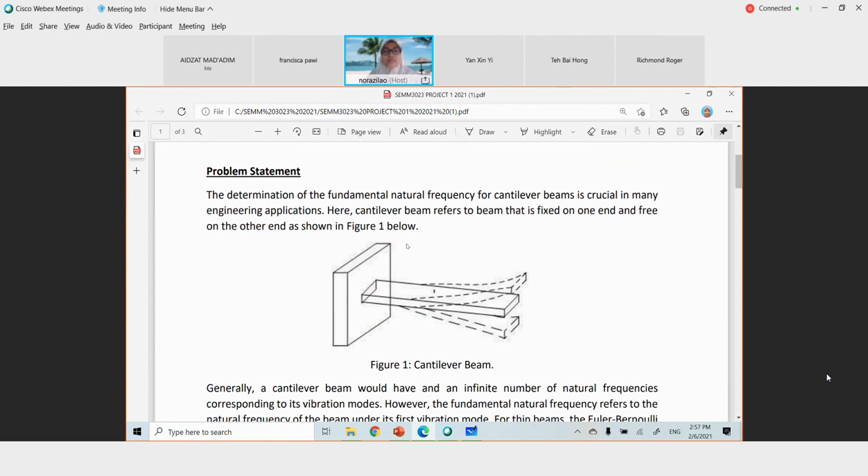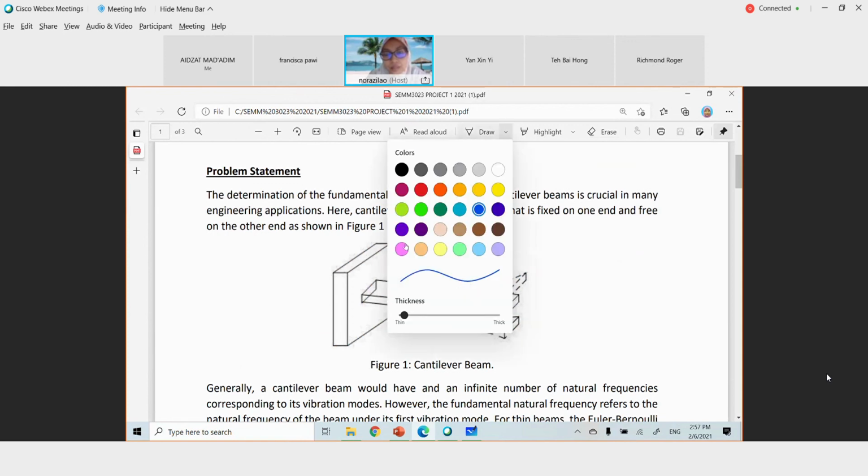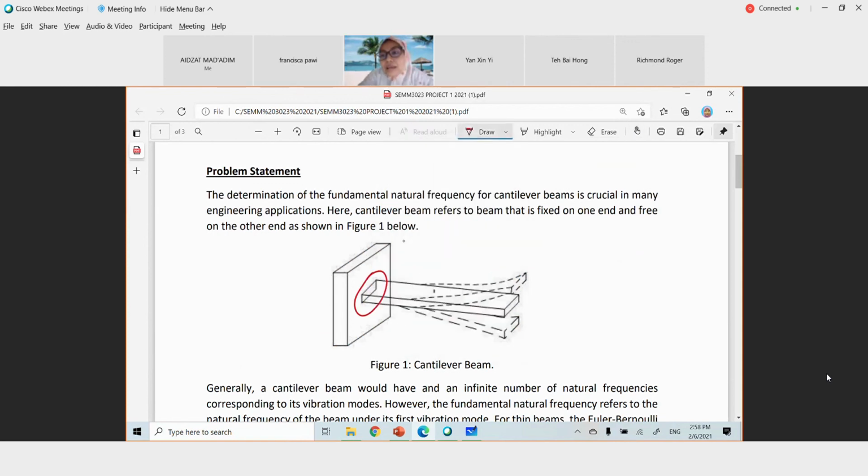So the problem statement for this project: the determination of the fundamental natural frequency for a cantilever beam is crucial in many engineering applications. Here, a cantilever beam refers to a beam that is fixed on one end, fixed here, and free on the other end. So this is free.